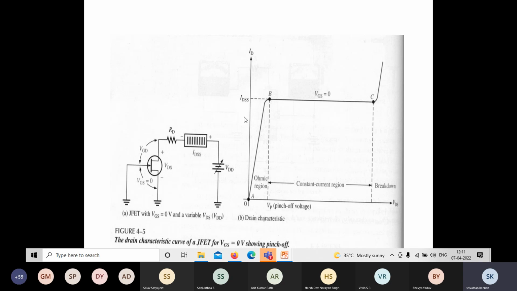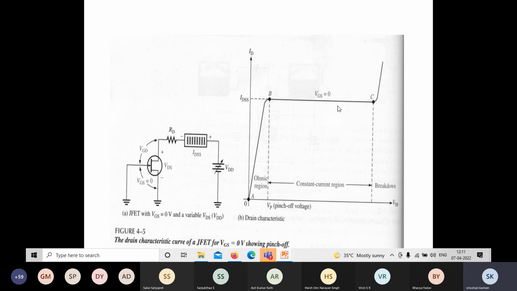At pinch off voltage, what happens? The drain to source is more reverse biased than the gate to source. That is, VGD is more reverse biased. So the depletion region width increases, so it levels off the current. The current now becomes constant, and we can't operate this FET device after this breakdown point. The device will get damaged. And this is for VGS 0.